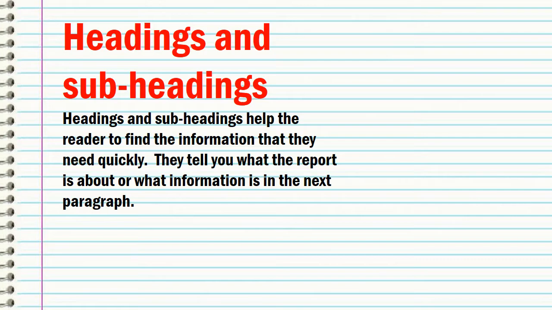The first one is headings and subheadings. Now they're there to help the reader to find the information that they need quickly. They tell you what the report is about or what information is in the next paragraph. So I'm going to show you 3 paragraphs now, and let's see how quickly you can shout out what that paragraph is going to be about.